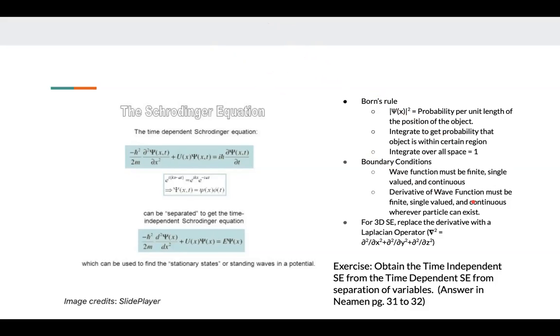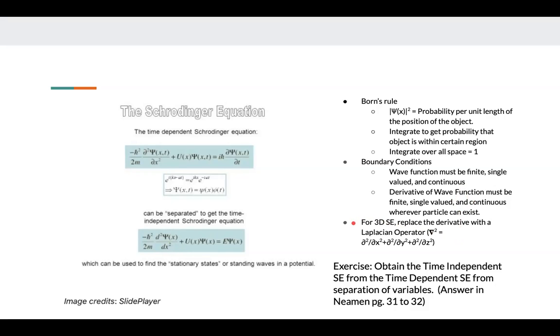Also for the boundary conditions, we have the conditions that the wave function must be finite, single valued, and continuous. What that means is that the wave function cannot be infinite anywhere, so it can't blow up. It has to be single valued, meaning that if you take some position x, it can't have both a probability of 25% and a 50% chance of being there. That doesn't make any sense. And it has to be continuous. And also the derivative has to be finite, single valued, and continuous as well, wherever a particle can exist.